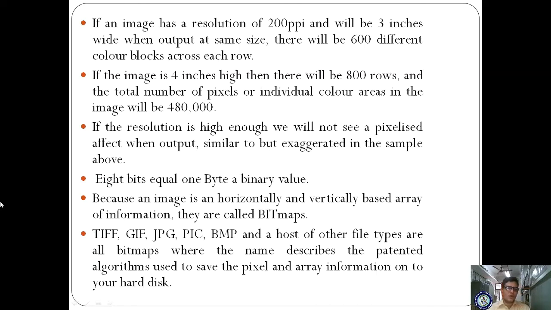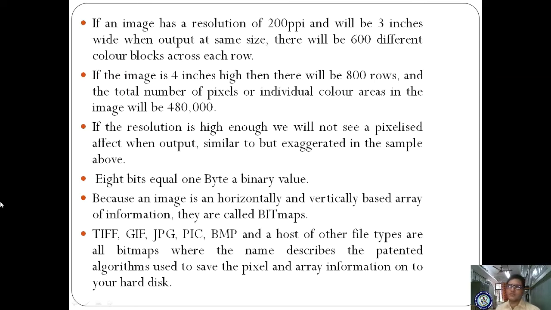So what types of bitmap images are available? TIFF format, GIF format, JPG format, PIC format, BMP format, and a host of other file types are all bitmaps, where the names describe the patented algorithms used to save the pixel and array information on your hard disk. So we have various kinds of image formats: TIFF, GIF, JPG, PIC, BMP. Most of the file types are all bitmaps.